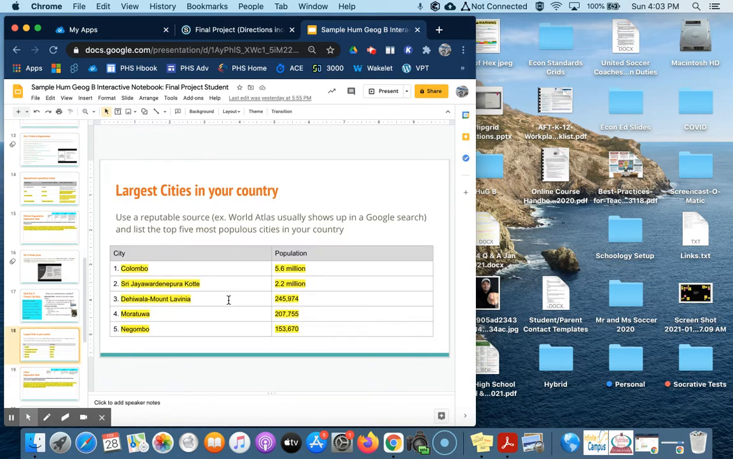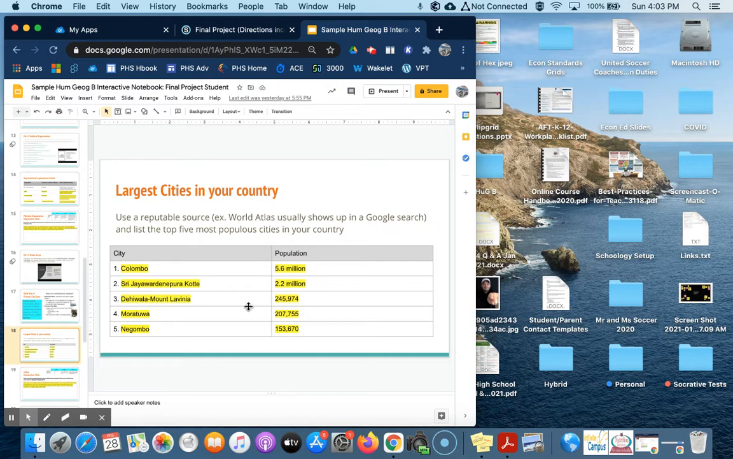In Sri Lanka, you can see the 5 largest cities range from 5.5 million people, or just over 5.5 million, down to 153,000. There's a big jump from the top 2 cities in population to the bottom 3. So what it tells me is that these are 2 primate cities on the island, and then the rest do not follow the rank size rule.